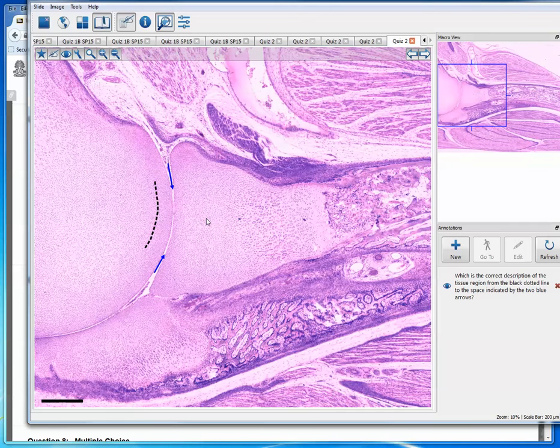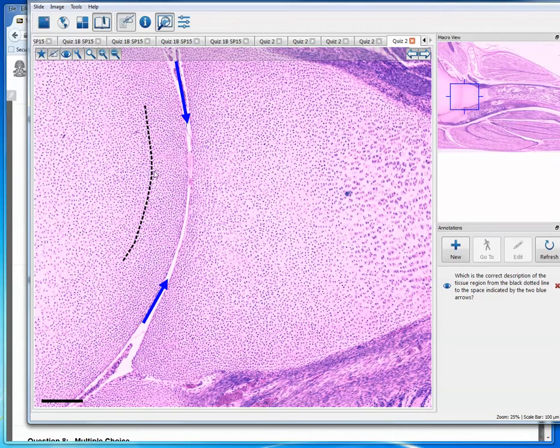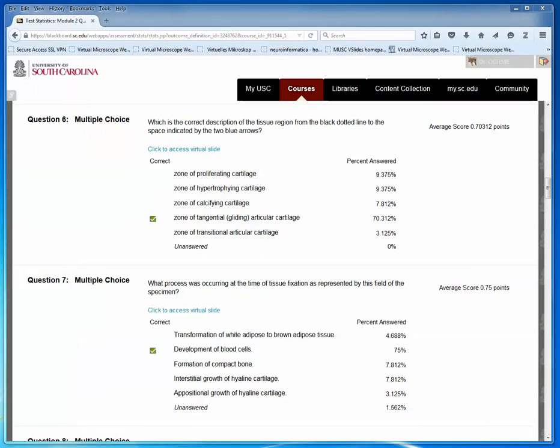This is the epiphysis of one bone. This is the epiphysis of another bone. And in between, you have the articular surface. And you were instructed in the lecture that this would be the tangential gliding area of the cartilage, or the articular cartilage.